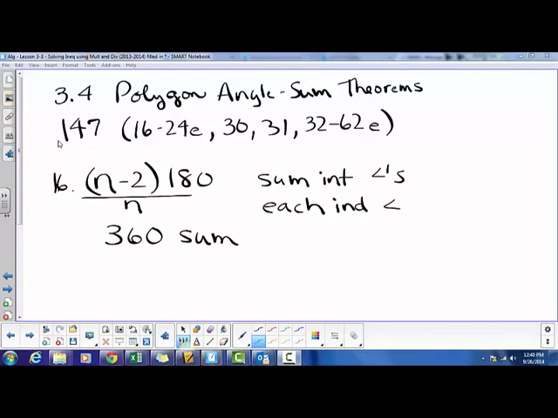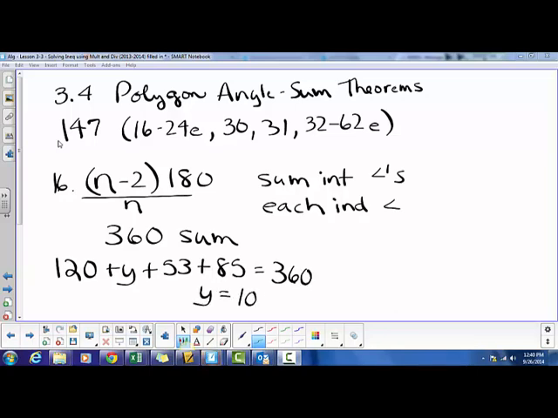And hopefully you already know that the sum of the angles of a quadrilateral is 360. So I'm given the shape with angle measures, and I have to solve for y. So 120 plus y plus 53 plus 85 equals 360. When I solve, I find out that y equals 102. So number 16, y equals 102.